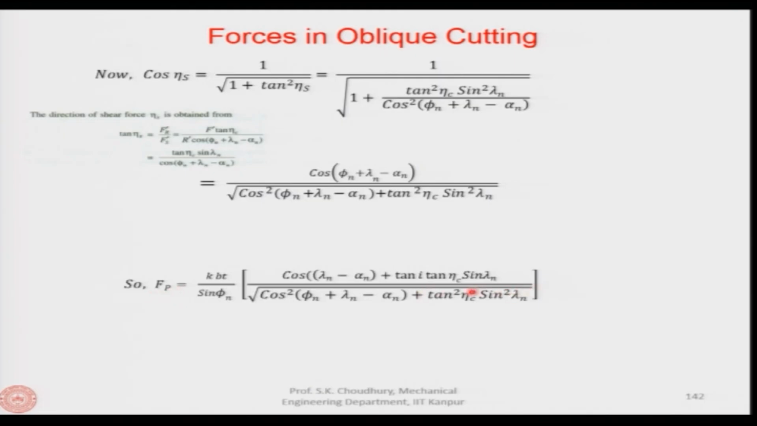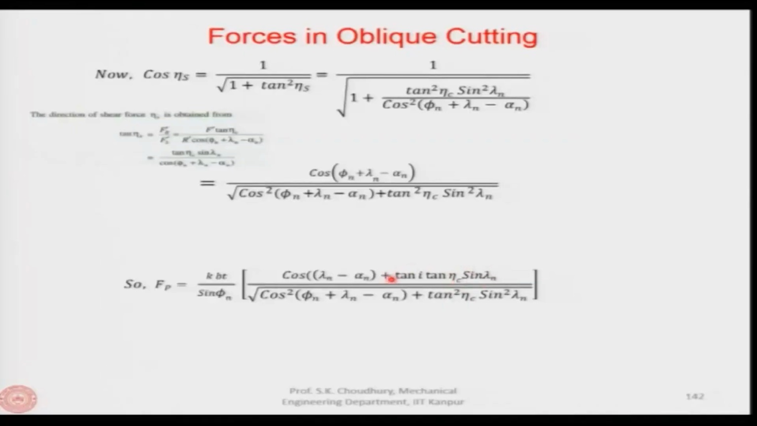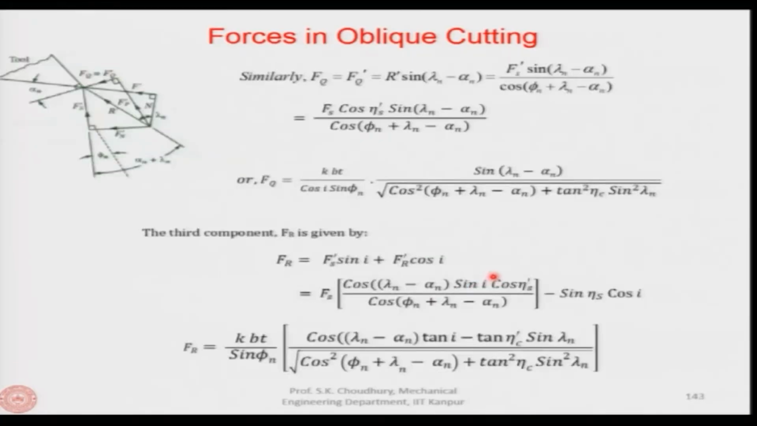So, finally, this is the final expression of the Fp. We can write it in this way, and this you can now compare with the Fc that we have determined in case of the orthogonal cutting during the Merchant's relationship, and you will find some similarity, except some terms. For example, these terms will be coming new, because these are due to the tool inclination in the oblique cutting. Similarly, we can find out the Fq, which is the Fq prime, and Fq prime will be R prime sine of lambda n minus alpha n.